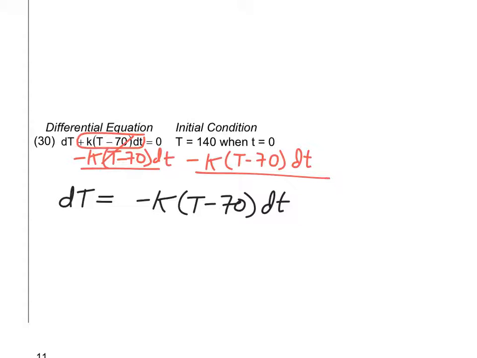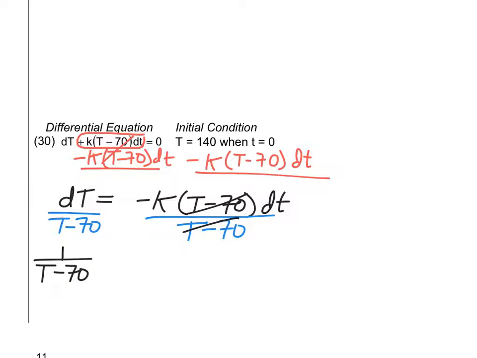There's something there. All right, I still have that capital T on the right, though, along with the lowercase t. I don't want that. So what could I do? Divide by t minus 70. So we're looking at 1 over t minus 70 d capital T equals negative k d lowercase t.